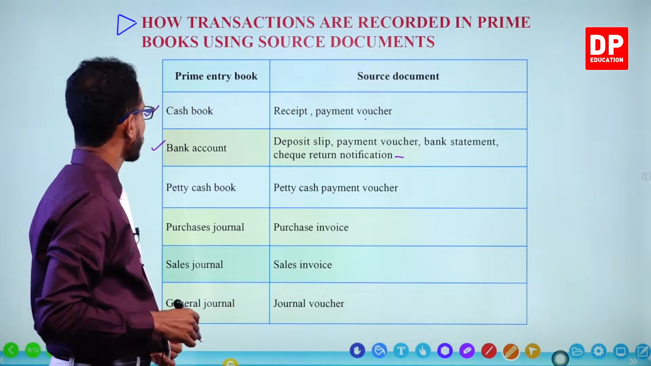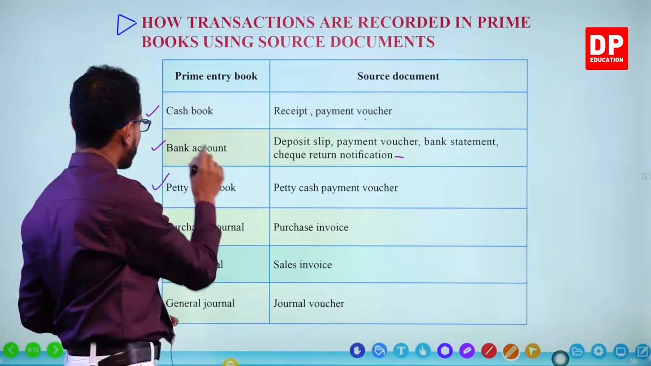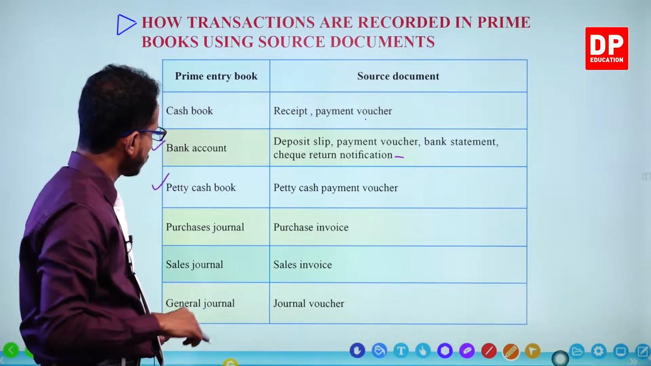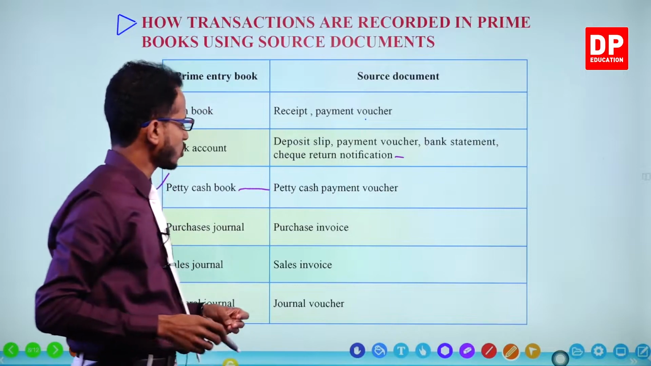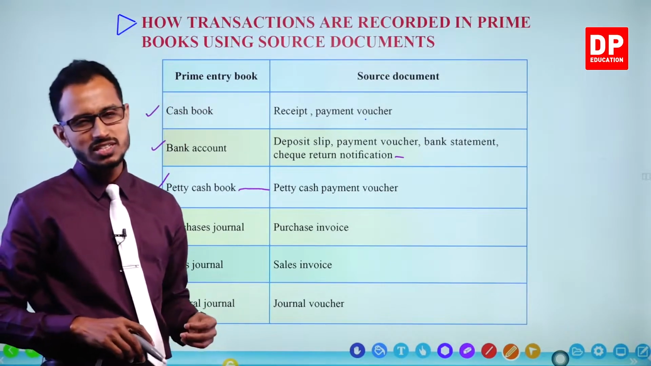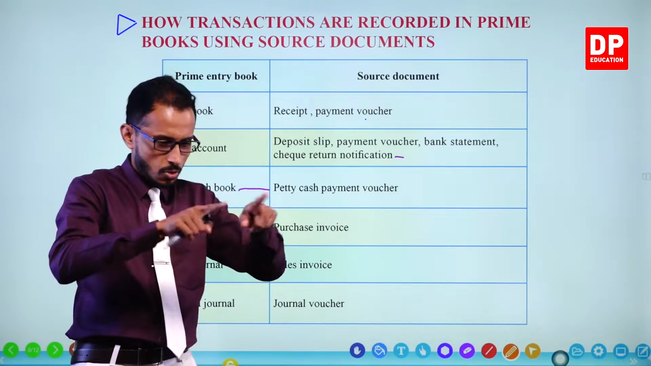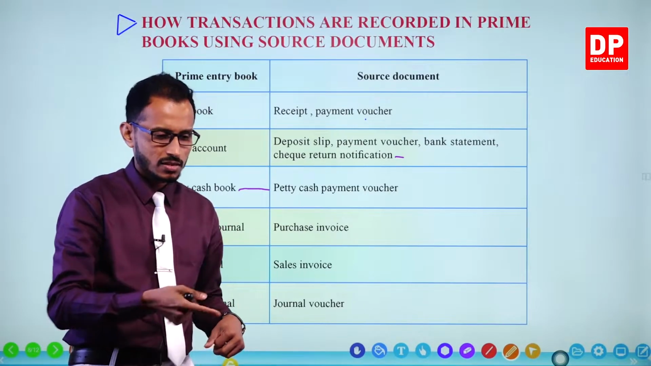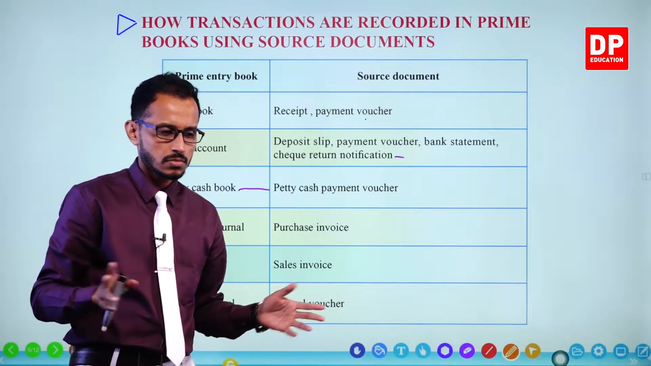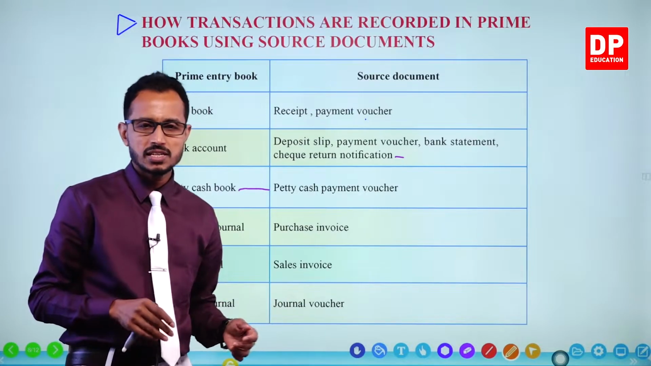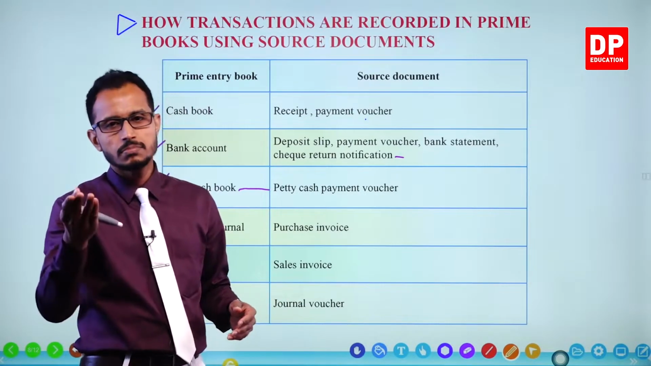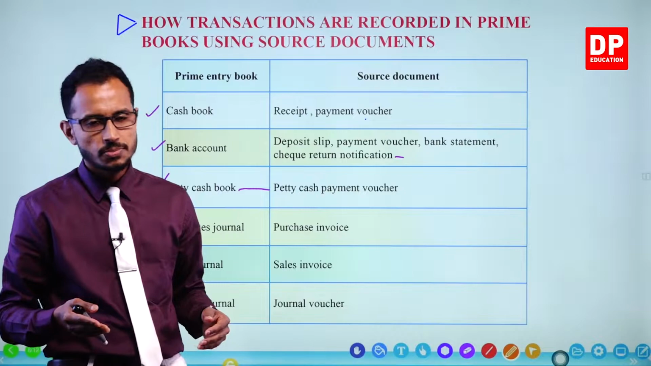Okay. Then we have the petty cash book, children. For the petty cash book, the relevant source document is the petty cash payment voucher. It's a small printed book with many petty cash vouchers.